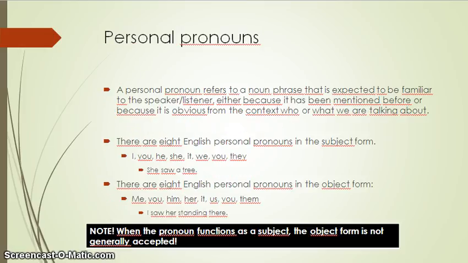And to start with the personal pronoun, a personal pronoun refers to a noun phrase that's expected to be familiar to the speaker or listener, either because it's been mentioned before or because it's obvious from the context who or what we're talking about. We have 8 English personal pronouns in the subject forms, and those are I, you, he, she, it, we, you, they. And 8 personal pronouns in the object form, me, you, him, her, it, us, you, and them. Note that when the pronoun functions as the subject, the object form is not generally accepted.